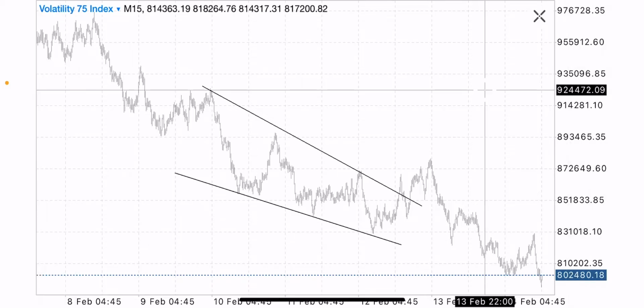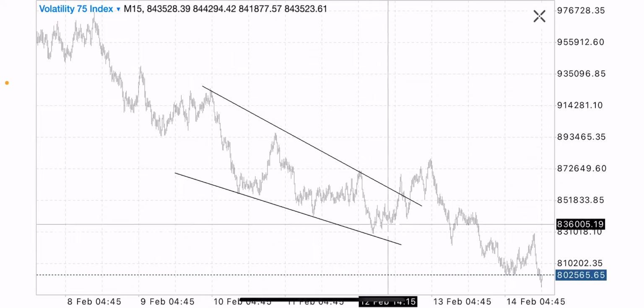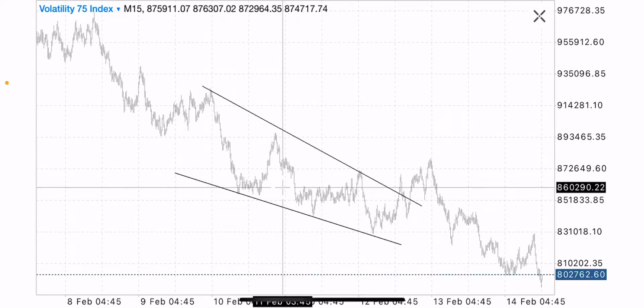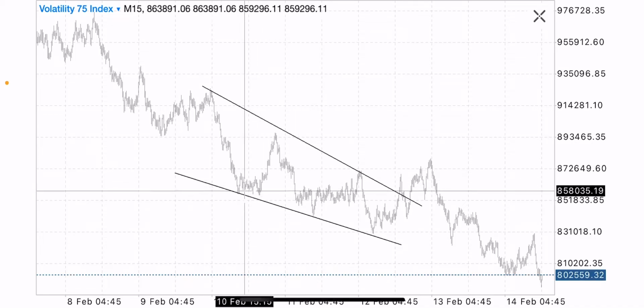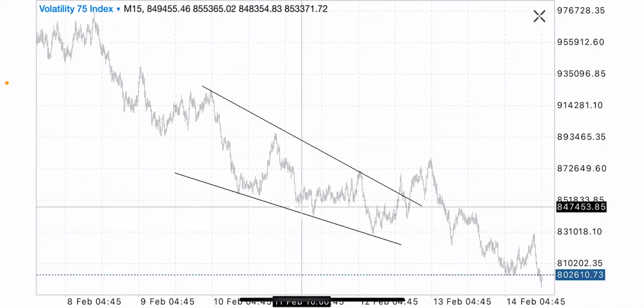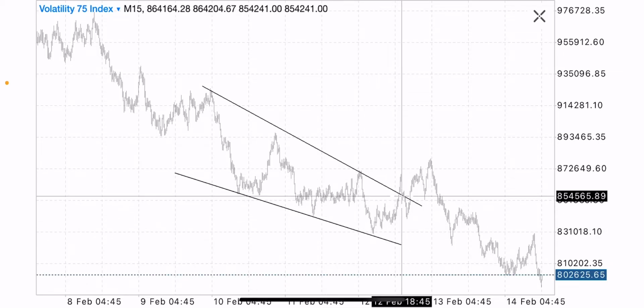Let's use this area to explain. Here the market is in a downtrend. This is a lower low. This is a lower high. This is a lower low. This is a lower high. This is a lower low. Then this is a break.